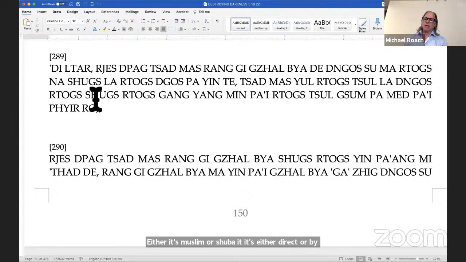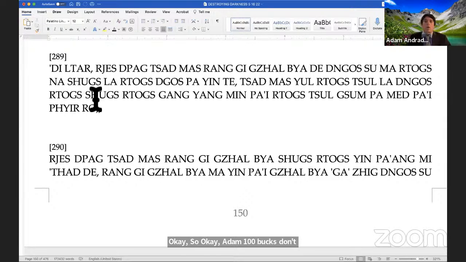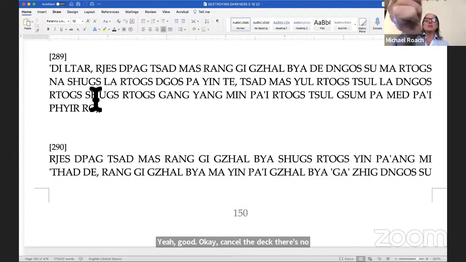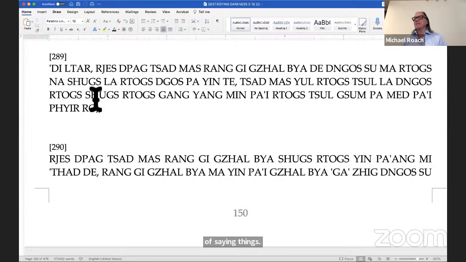Okay, Adam, $100. Toksu sumba me. Tsilsumba. Nope. There's no third option. Yeah, good. Okay. Cancel the bet. There's no third way of seeing things. Either it's direct or it's inference. There's no third way. Okay.